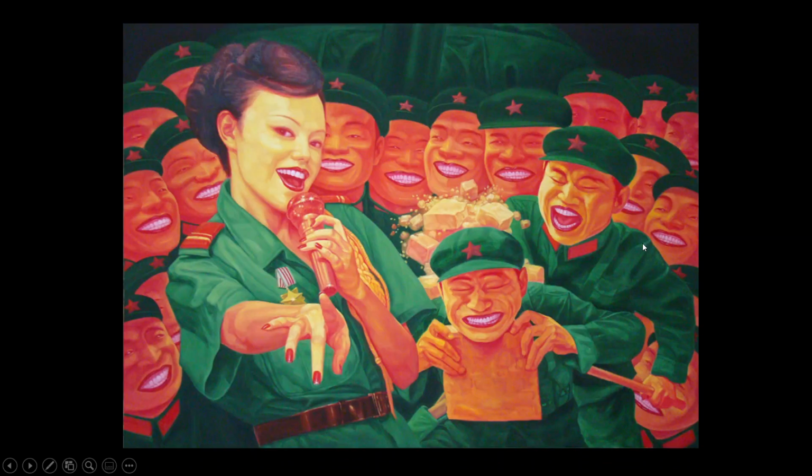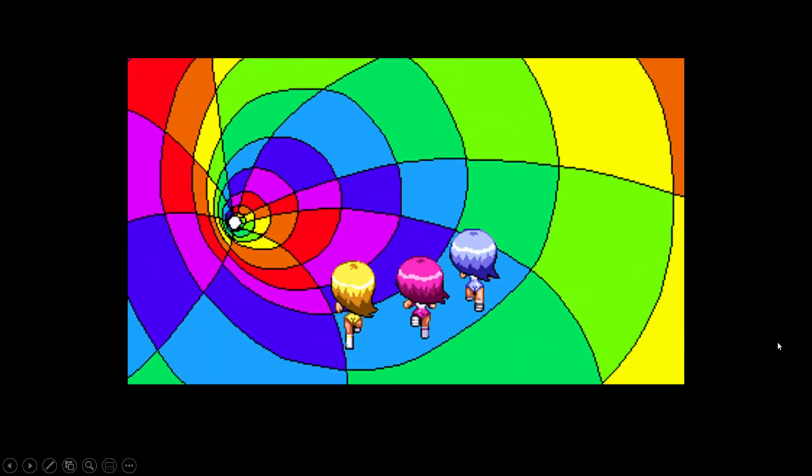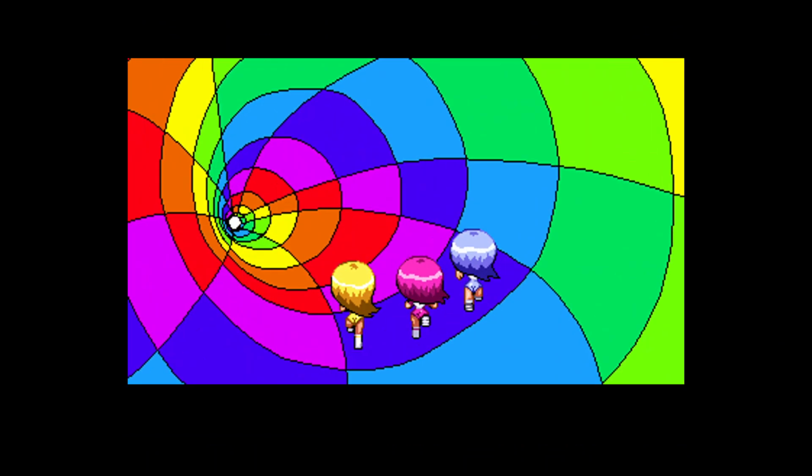This painting, of course, has both colour pairings, complementary red and green, and of course analogous orange and red. The complementary colour pairings are more powerful. These are the Powerpuff Girls. They're running through a tunnel of colour.